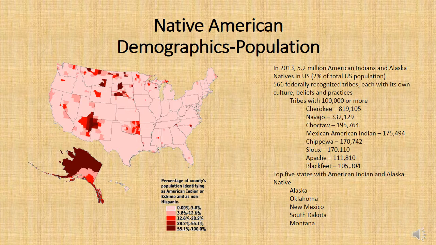There are tribes listed here with 100,000 or more people in the tribe. The top states with Native Americans and Alaskan Natives are Alaska, Oklahoma, New Mexico, South Dakota, and Montana.